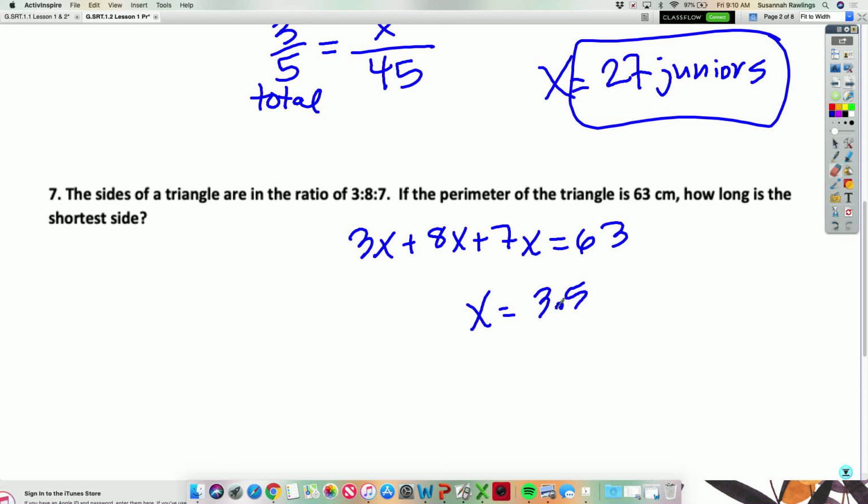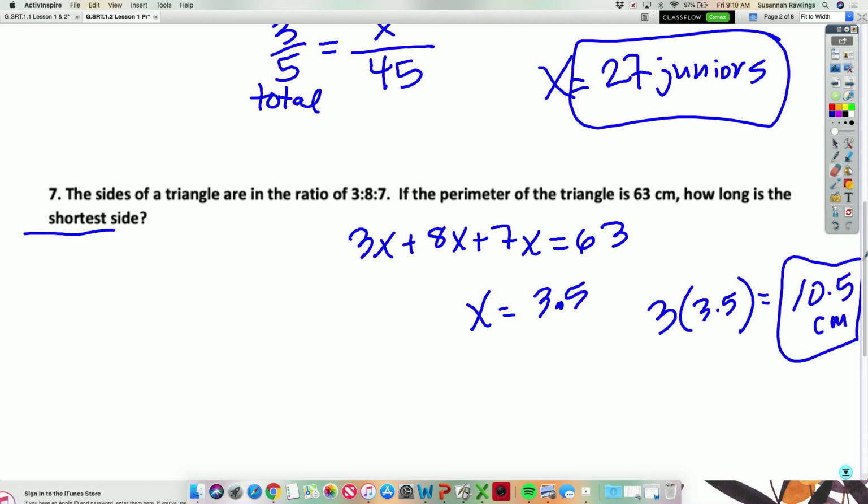I heard lots of good conversation about it. The shortest side, so which one did we plug it back into? 3x, 8x, or 7x? 3x would represent my shortest side. And you should have gotten 10.5 centimeters. What if it had asked you for your longest side? Which one would you have plugged it back into? 8x, very good. Alright, so that was just getting us warmed up with the whole proportions.